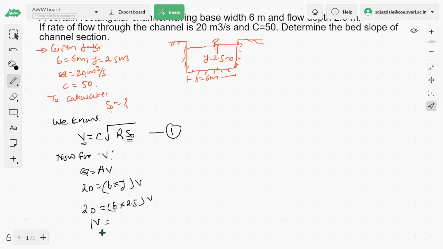1.3 meters per second. 1.33 meters per second. Just check it. 1.33 meters per second. Is it correct? Yes, sir. Okay. Now put that V in equation 1. Find the value of R. Okay, so we'll go for R again. Instead of putting directly into equation 1, we'll go for R. So for hydraulic radius R, how will you find R?